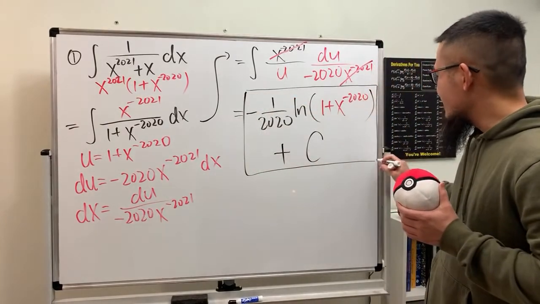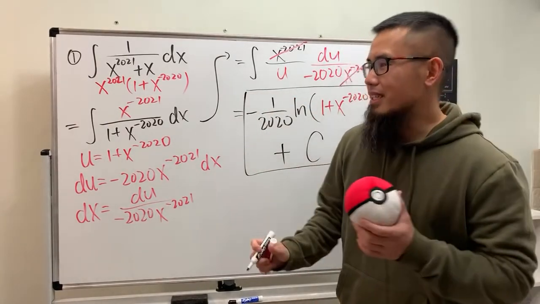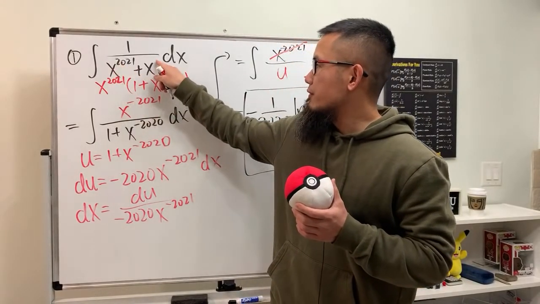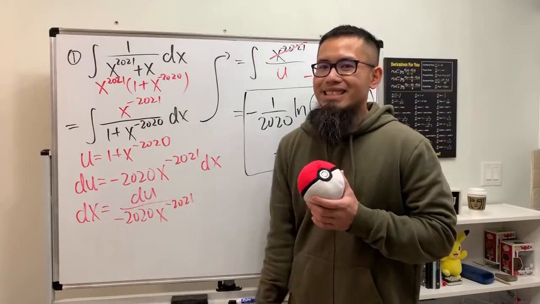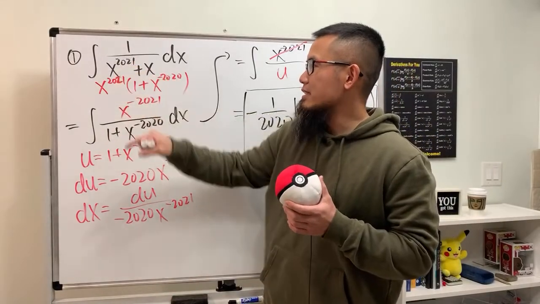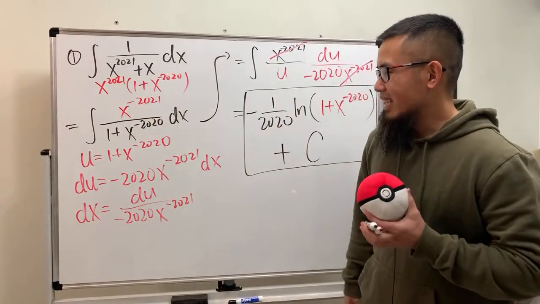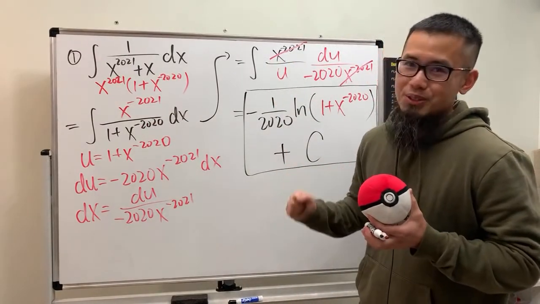So this is the first one. And the truth is, whenever you have x to some power here, and then plus x to the first, you can always do that. You can have x to the 17th power plus x, and you can do this. So this is one of my favorite integrations without the partial fraction.